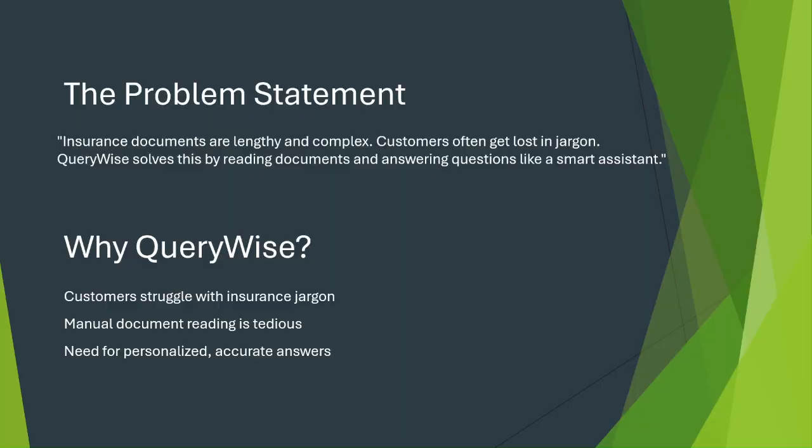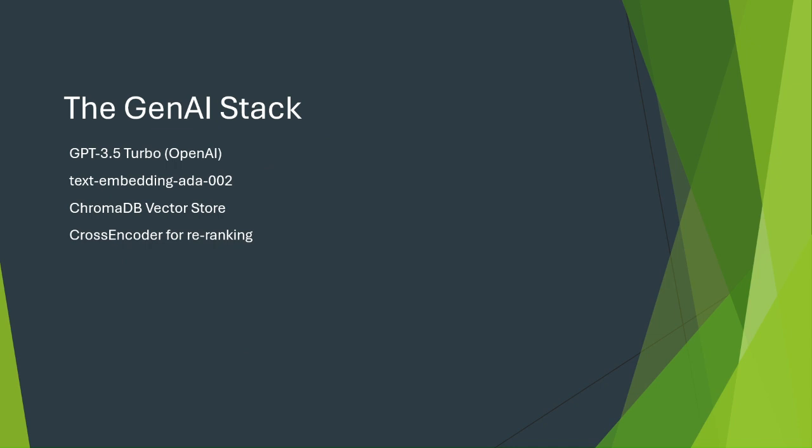Insurance documents are lengthy and complex. Customers often get lost in jargon. My project solves this by reading documents and answering questions like a smart assistant. I have used GPT 3.5 for generation, OpenAI embeddings for semantic search, and ChromaDB for vector storage.